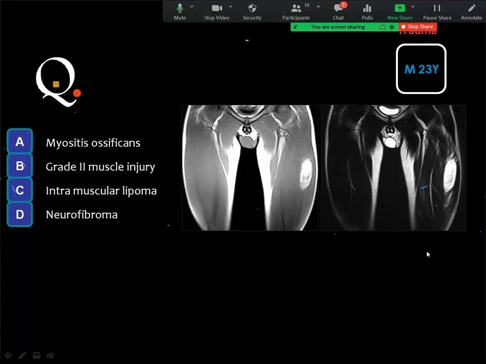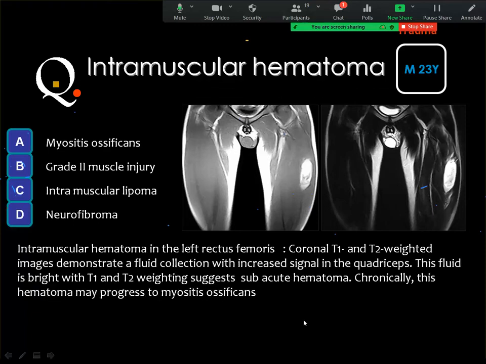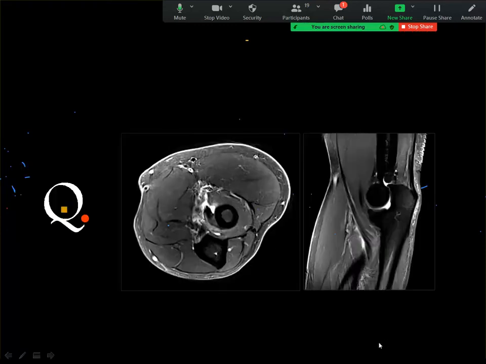presence of blood. And the blood within the muscle is an indication of grade 2 muscle injury. Grade 1 muscle edema, grade 2 muscle hematoma, grade 3 muscle disruption and atrophic changes. This is grade 2 muscle injury or intramuscular hematoma. Next case is an MRI of the elbow, axial and sagittal STIR images.